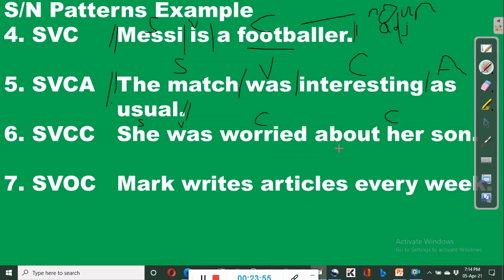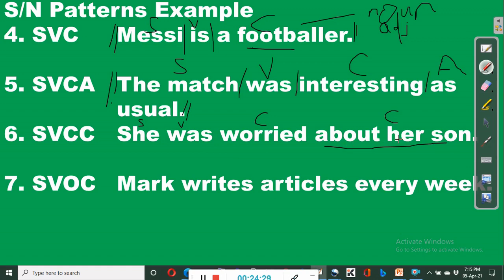So we call this the adjective complement. This is a complement of the adjective, which is different from the subject complement. Now, if we say she was worried and we put a full stop, then the question that naturally arises is worried about what?